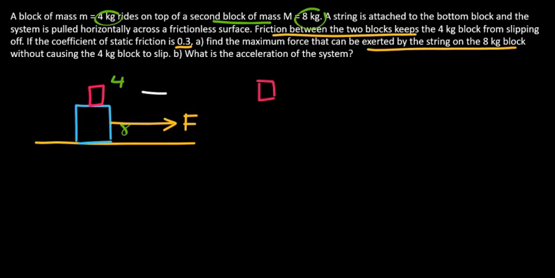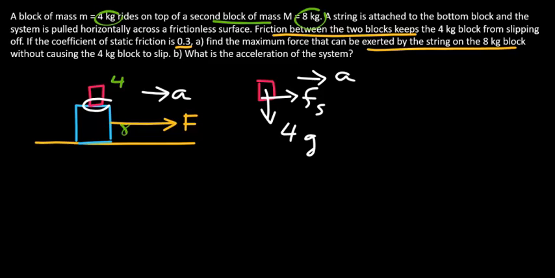Now the whole system is moving with some acceleration a. So the little object has an acceleration a forward. Now there is static friction here, so the static friction must act in a forward direction as well, like that. In addition to that, you have the weight of this 4 kg object, 4 times gravity, and then there is a normal force from the bigger block to the little block, which is going like that. Let's call it N1.